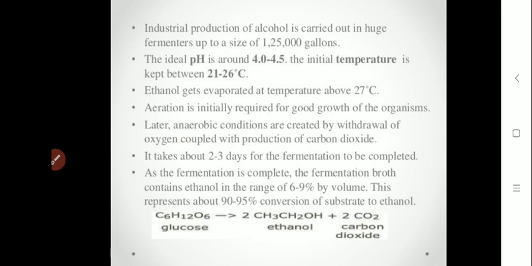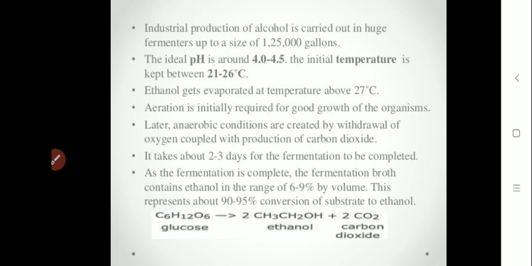Once the growth of the organism has started, the oxygen is removed from the fermenter, and side by side, as the fermentation process starts, the organisms start converting the sugars into alcohol and carbon dioxide, and the production of carbon dioxide is responsible for the development of anaerobic conditions inside the fermenter. It takes 2 to 3 days for the fermentation to be completed.